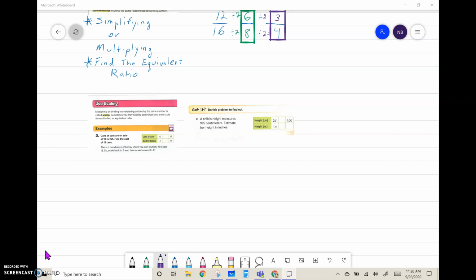Sometimes you may need to scale back, and sometimes you may need to scale forward. That's the most important part about scaling, because sometimes you're going to put a little more weight, and sometimes you're going to divide a little bit of weight.